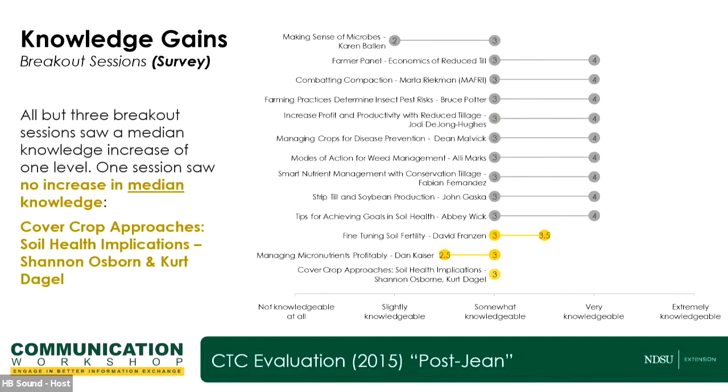And I love that you've got this highlighted here. The median knowledge score is what we were actually after at this point, because I'm not quite sure what it means when you say that somebody gained an 18% increase in knowledge. But here I can see that somebody went, for making sense of microbes, from slightly knowledgeable to somewhat knowledgeable. The group as a whole actually went that way.